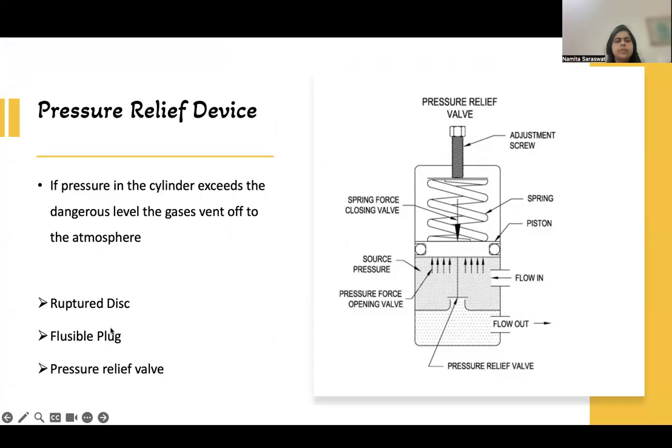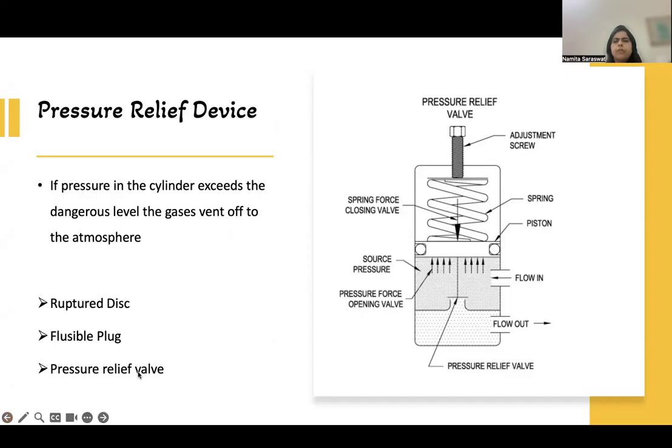These are ruptured discs. Whenever there is higher pressure, the disc will rupture and the gases will vent off. Fusible plug: it is a thermolabile plug which is made up of Wood's metal. Whenever there is an increase in temperature, ultimately the pressure of the gas will increase. This plug will melt and the gases will vent off and the cylinder will be empty.